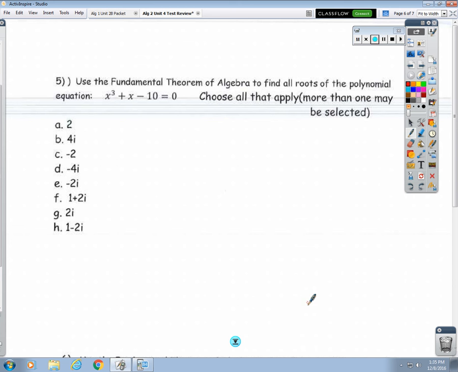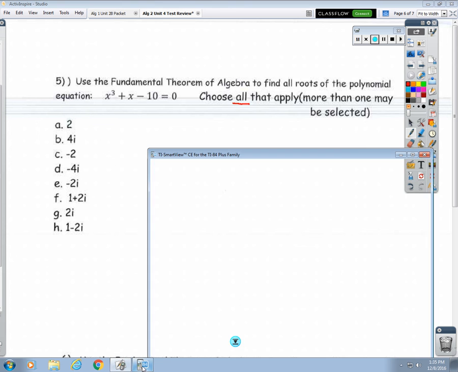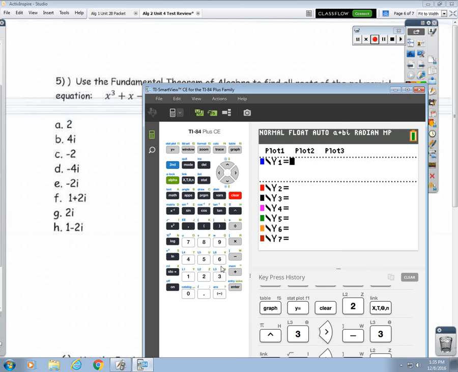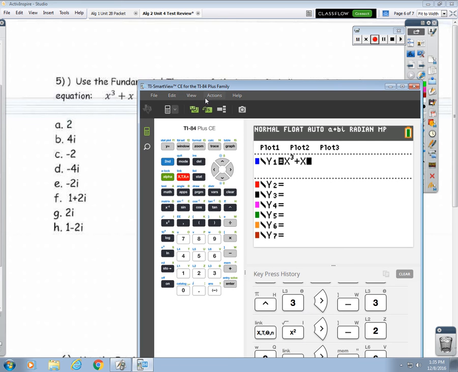Use the fundamental theorem of algebra to find all roots of the polynomial equation x cubed plus x minus 10 equals 0. Choose all that apply. First thing we do is graph it. So y equals x cubed plus x and then minus 10.